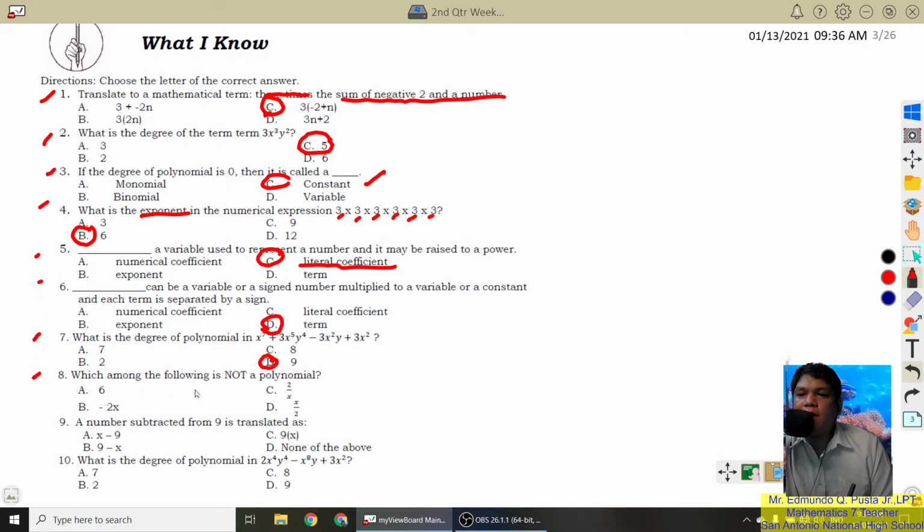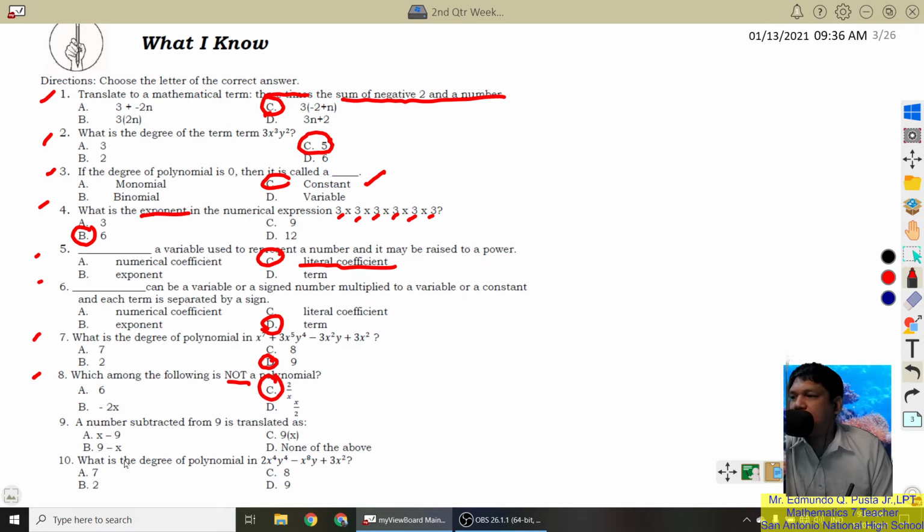Okay, so we have 3 left. Which among the following is not a polynomial? So we have A 6, B negative 2x, C 2 over x, D x over 2. Again, which among the following is not a polynomial? This one is letter C.